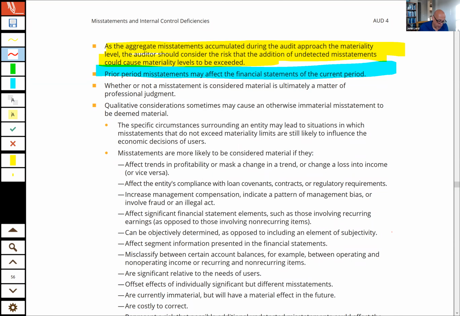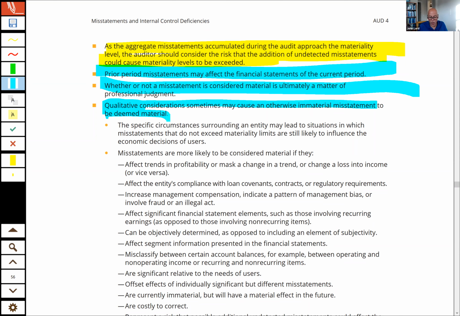Now, whether or not a misstatement is material is a matter of professional judgment. It would include obviously quantitative, but also qualitative consideration. So even if something is quantitatively immaterial, a qualitative consideration could make it material. Now, they tell us that misstatements are more likely to be considered material if, and these are getting into things that are probably going to go beyond just a pure tolerable misstatement determination, right?